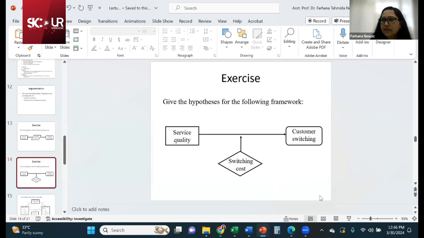Switching cost means if you want to switch the brand, then some cost will be involved. You may need to be penalized if you want to switch the brand, so it will be switching cost. Switching cost can be high or it can be low. Keeping that in mind, write down the hypothesis. Understood, right? Okay, 5 minutes. Now it's 12:47. Then I will ask you.